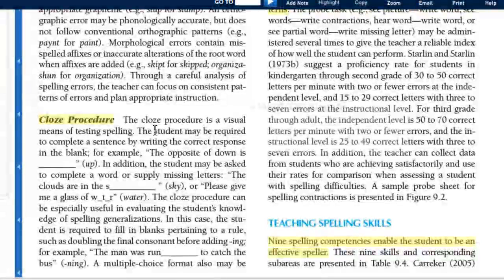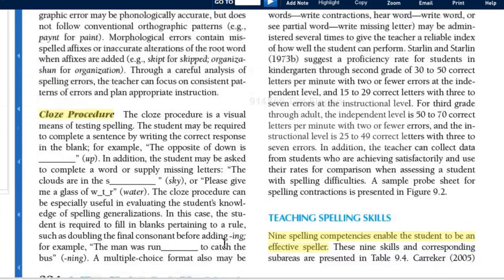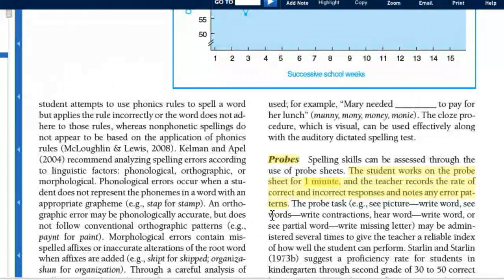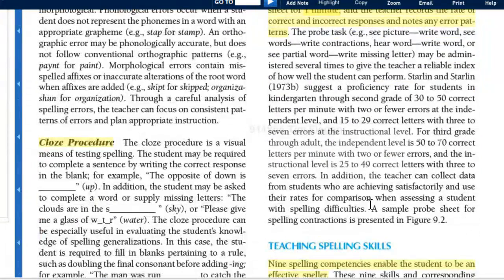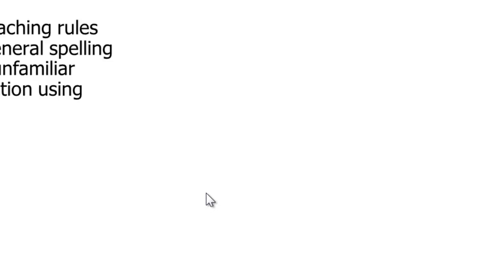Then the cloze procedure is more visual. Complete a sentence, and just like in the reading we talked about the cloze procedure in reading. It can be a multiple choice thing also. And then probes are like a math probe, done by timings, like 1-minute timings, to see how many they can spell right in the 1-minute timing. So again, you are going to bring that information in here on assessments of spelling.